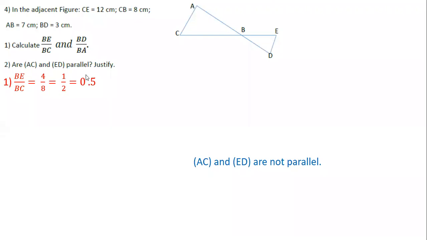Okay, thank you, Mariam. Now I want to ask Yara. Yes, Yara. Let's calculate the second ratio, Yara. BD over BA. How much is BD given in the question? BD is 3 centimeters. How much is BA or AB?